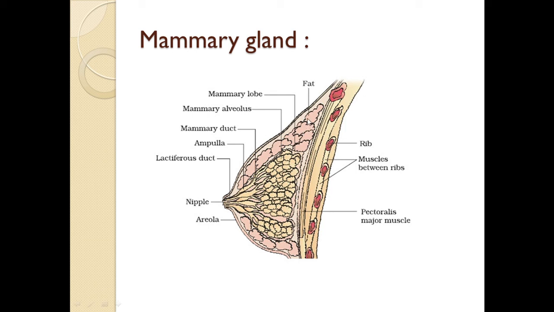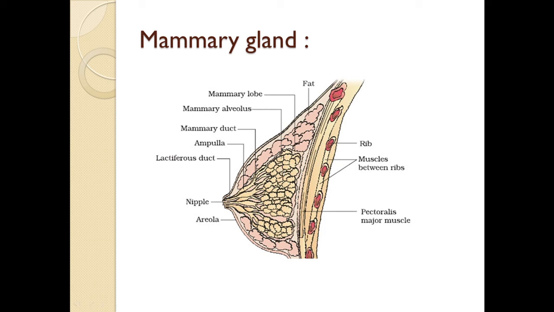The glandular tissue of each breast is divided into 15 to 20 mammary lobes. See, these are the mammary lobes. They contain clusters of cells called alveoli. Here you can see the cluster of cells. This cluster of cells is called the alveoli. What is their function? The cells of the alveoli secrete milk, which is stored in the cavities of the alveoli.